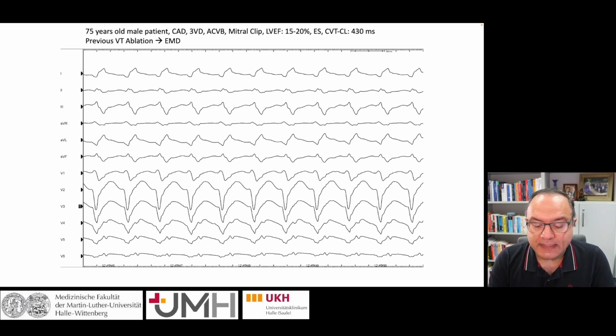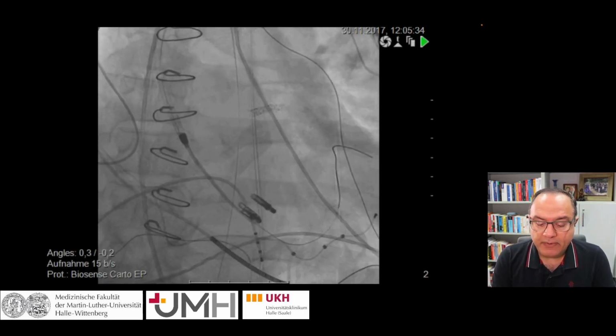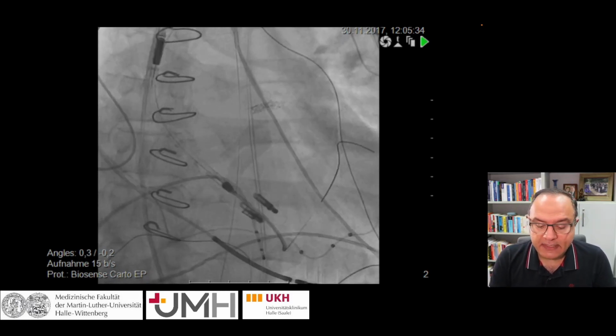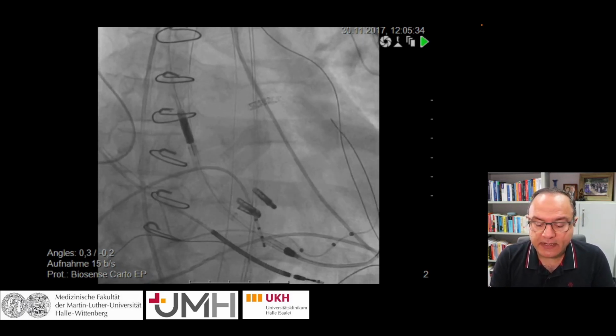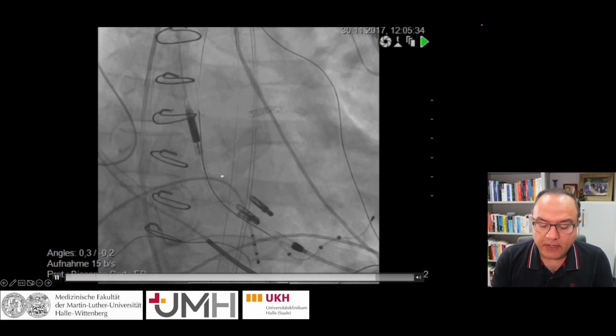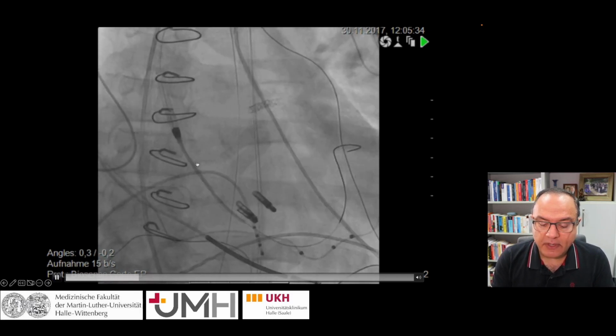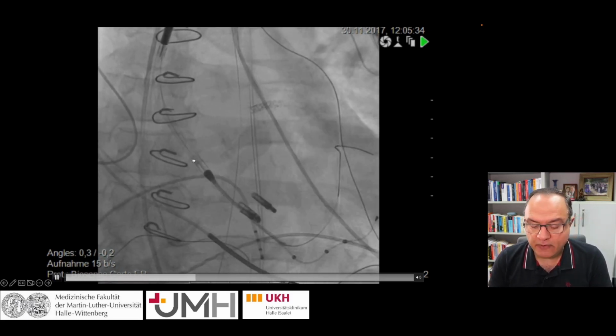A previous attempt to do the VT ablation without hemodynamic support led to electromechanical dissociation and short-time resuscitation. So we planned the procedure with hemodynamic support. As you can see here, we first implanted an Impella CP percutaneous assist device. This is the first position, but as you know, we have a marker in the middle of the device, and this marker should be placed at the level of the aortic valve.